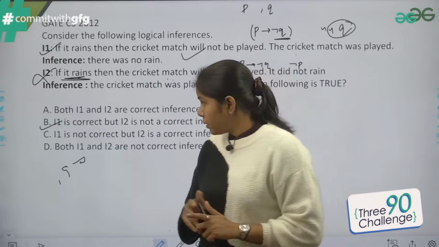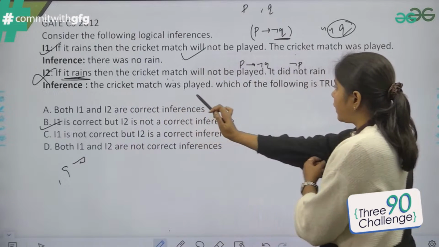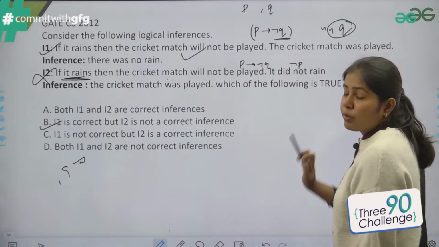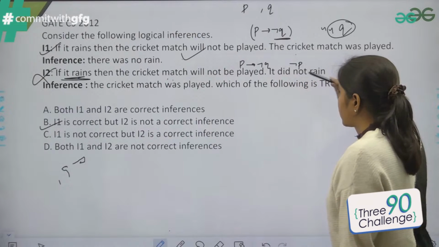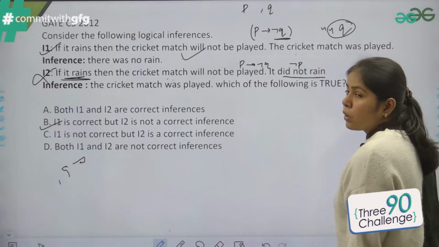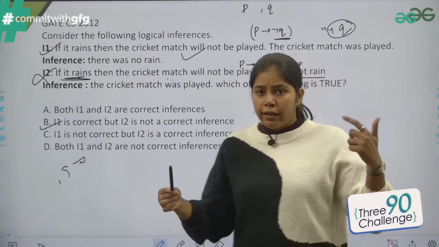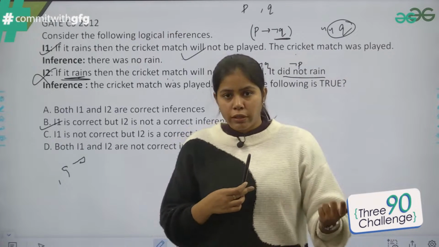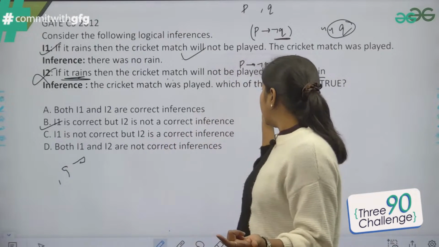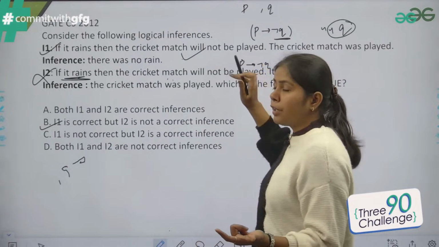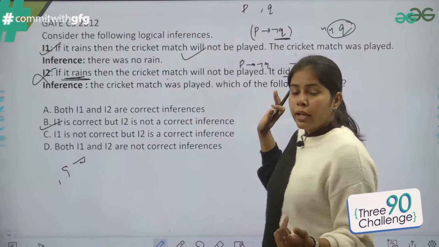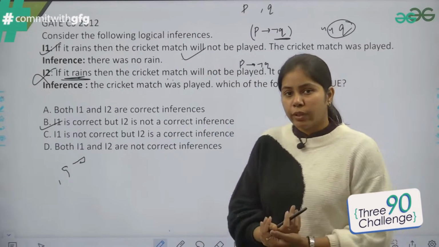L2 is not clear. Okay, so it says that if it rains, then the cricket match will not be played. P implication negation of Q, and they are saying it did not rain. So if you try to remember Modus Tollens, we do not get any kind of rule. If we have negation of the left-hand side, what would be the impact on the right-hand side? We do not know what would be the impact.